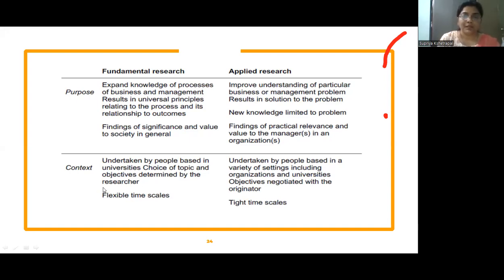Okay. Then the context: here the undertakings are by the people based in universities, with choices of topics and objectives determined by the researchers. And here they are undertaken by people based in a variety of settings, including organizations and universities, with objectives negotiated with the originator. So this is the originator, and we researchers can take it from them. Here we can settle this down by negotiating with the originator who is making the discovery. So here, the flexible time scale and the tight time scale.